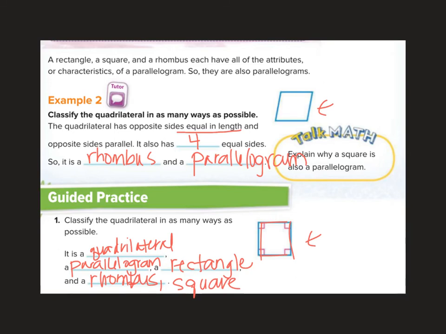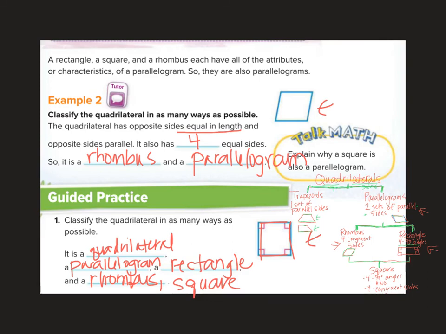So let's keep going. All right, so I added in my chart here so I could show you a little bit easier maybe. So this shape, does it have 4 90-degree angles and 4 congruent sides? Oh, I started at the top. So does it have 4 sides? Yes. Does it have 2 sets of parallel sides? Yes, so it's a parallelogram.